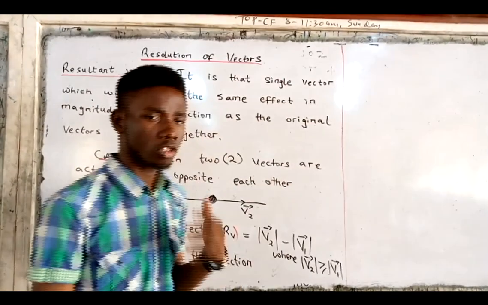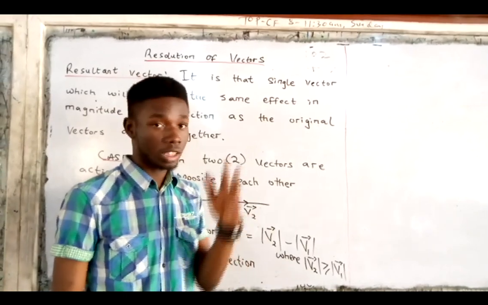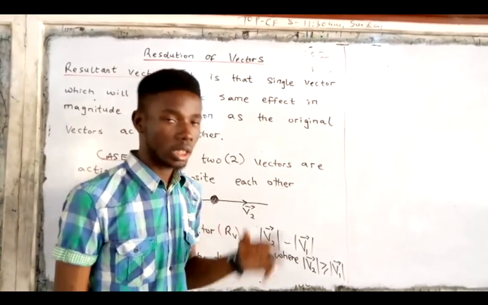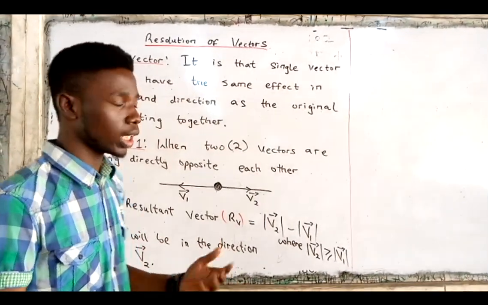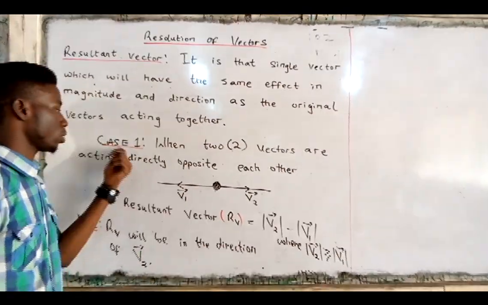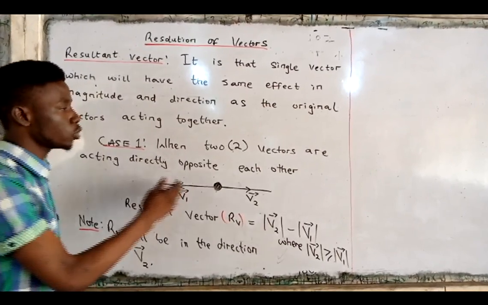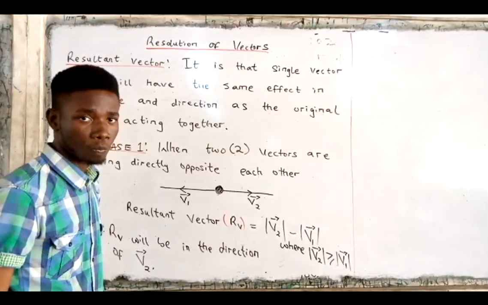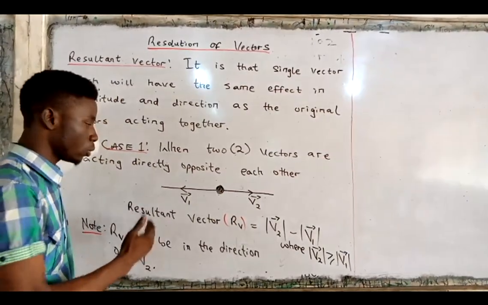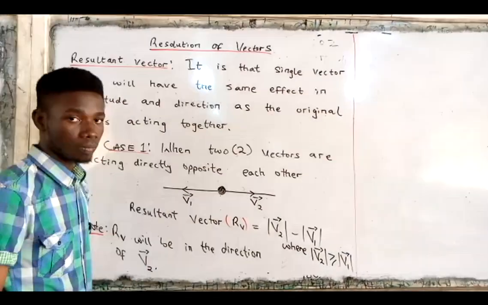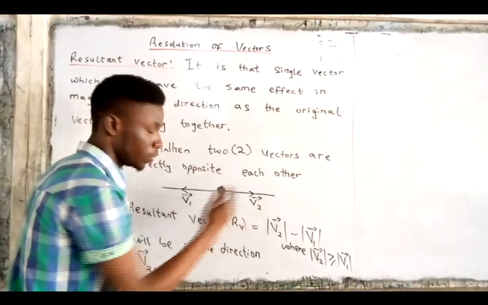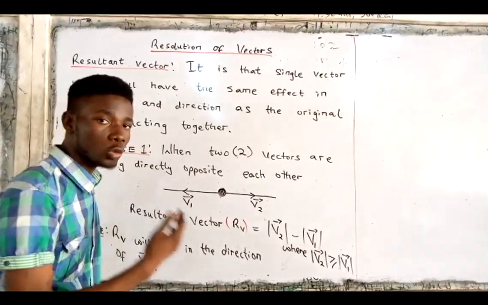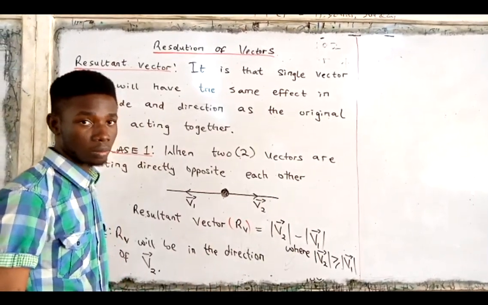Let us talk about different cases that we may have. The two examples I've given are not the only cases that we can have. Let's take all the cases that we can have. The first case, call it case 1: when two vectors are acting directly opposite each other. That is, let's say we have a vector, v1, and we have another vector, v2, acting directly opposite to each other. How do we compute the resultant vector in this case?